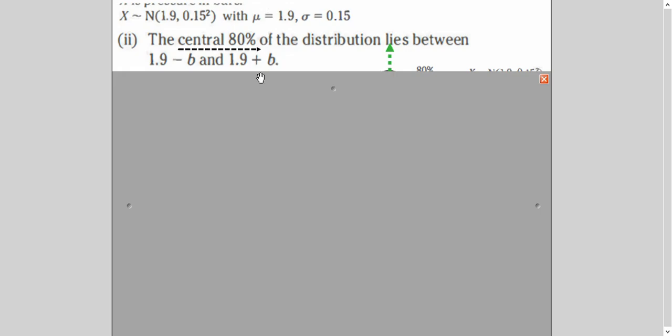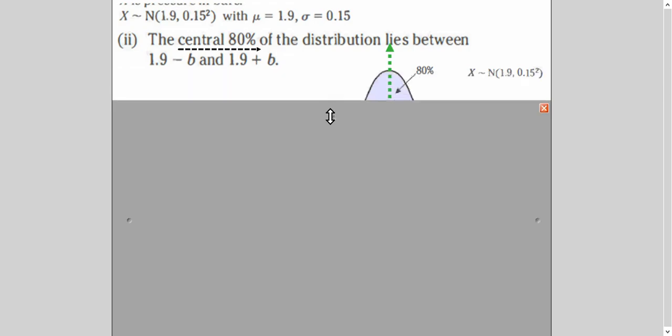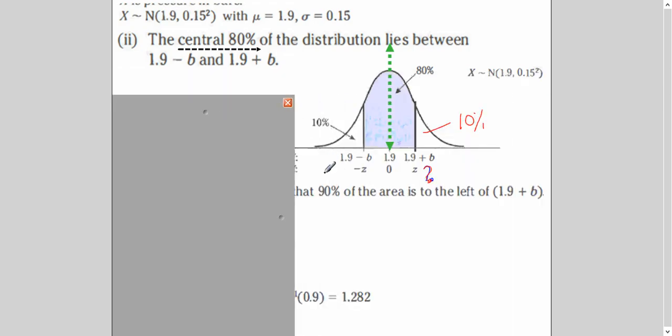Now the last part of the same question is saying the central 80% of the distribution lies between this. Now if you look here, the mean is given to you 1.9. So if I show you the diagram, this is your central value 1.9. And here it is saying 1.9 minus b and 1.9 plus b. It means this is the same value, whatever it is representing. So these are your boundaries within which you have to find your z values, because these are actual x values. And this probability is 80%.